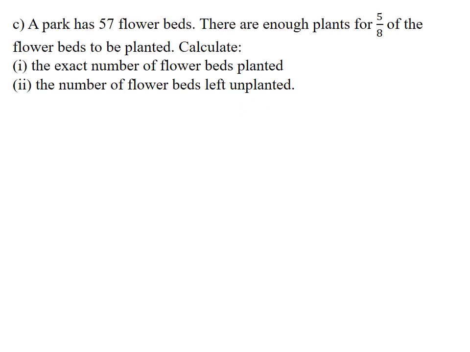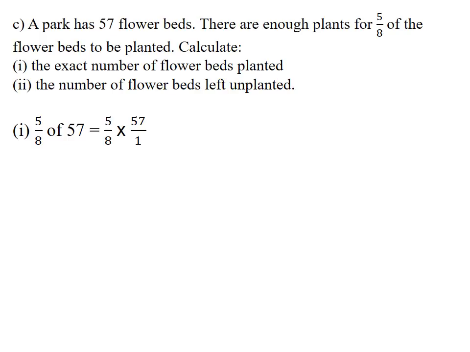Here's another example. A park has 57 flower beds. There are enough plants for 5/8 of the flower beds to be planted. Calculate the exact number of flower beds planted and the number of flower beds left unplanted. So we know that 5/8 of the flower beds are to be planted. So we want 5/8 of 57, which is 5 over 8 times 57 over 1.